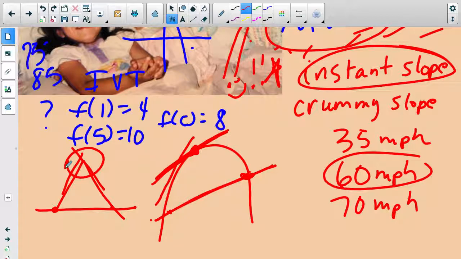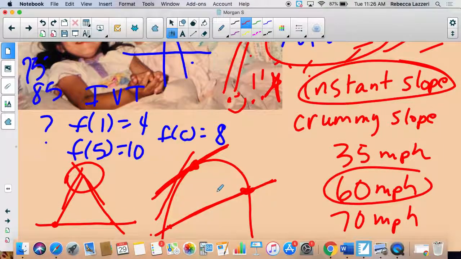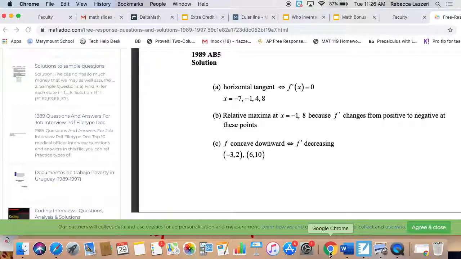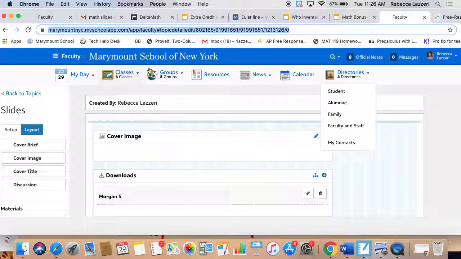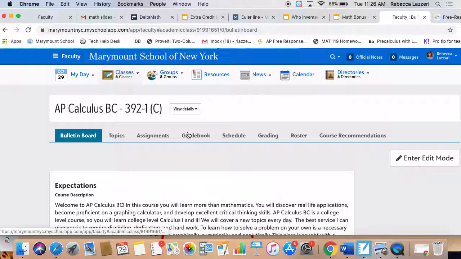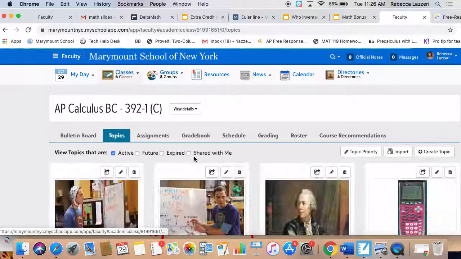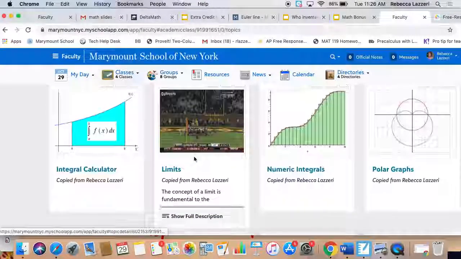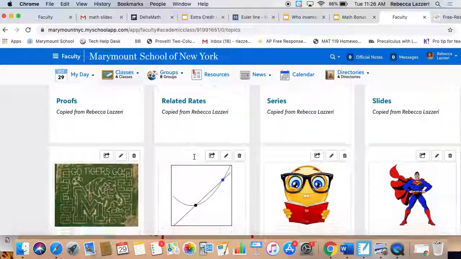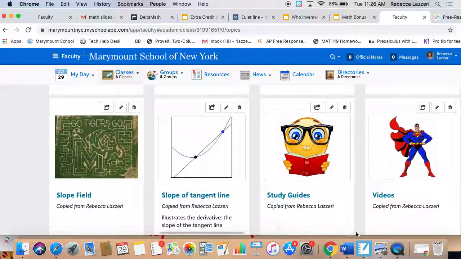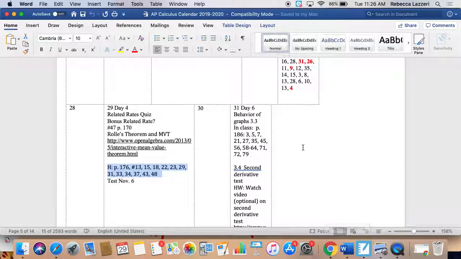Okay, so let's look at this awesome animation here. We have a definition. Yes, here we go. Oh, I know where it is. It's here. Let's look at this.